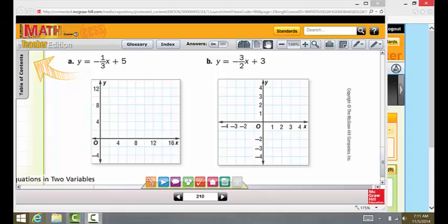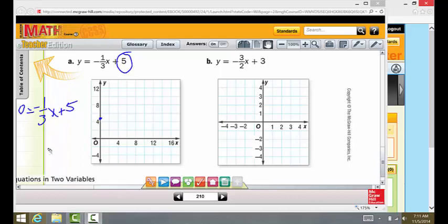Okay, here's your solutions to 3-5 letter problems. In this problem, we're being asked to find the x and the y-intercept in order to graph this line. So first of all, we can immediately determine that the y-intercept is 5. So we're going to place a point here at 5. And then we need to set y equal to 0 and then solve for x.